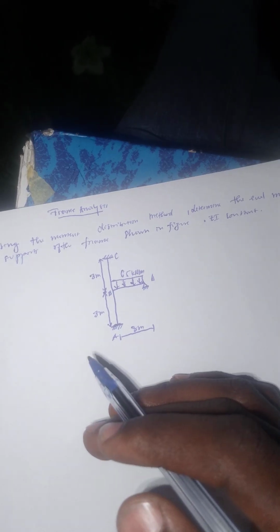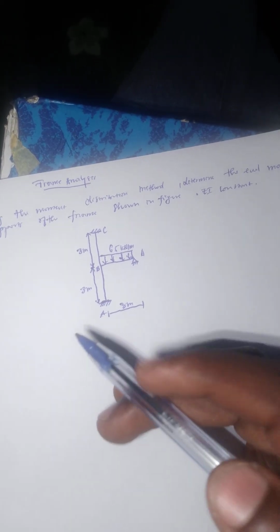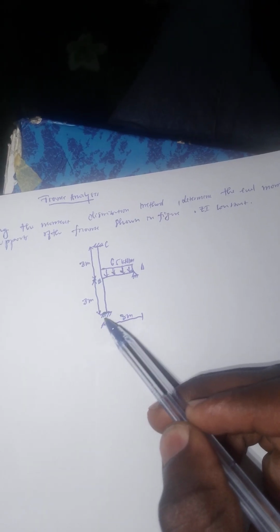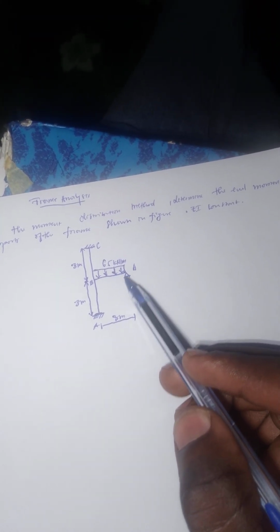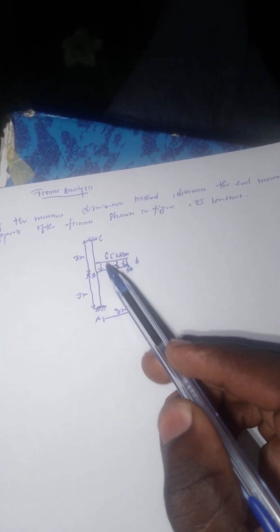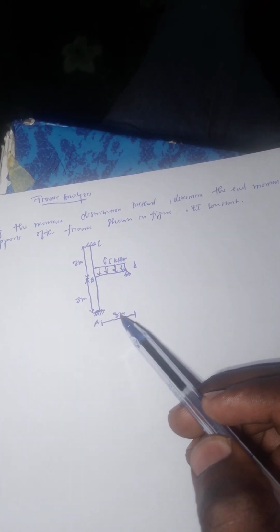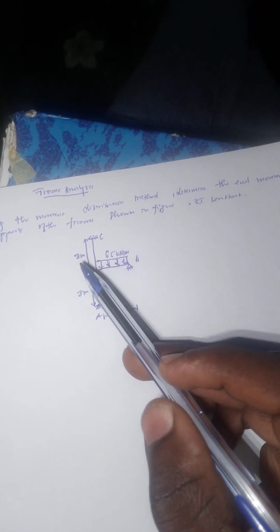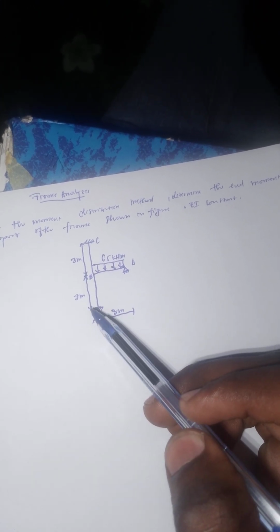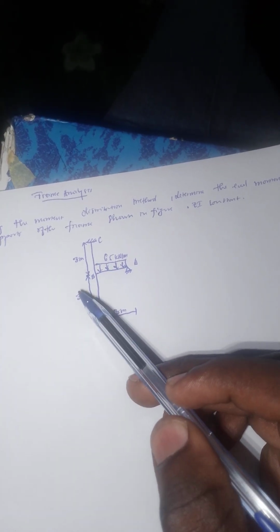Hello guys, that is the analysis of the indeterminate structure. Here we have the frame that has the fixed support here, and the other fixed support here, and we have a pinned support here, and a UDL of 65 kilonewton per meter. We have a distance of 3, and the distance between the two fixed end supports is 3 plus 3, which is equal to 6.